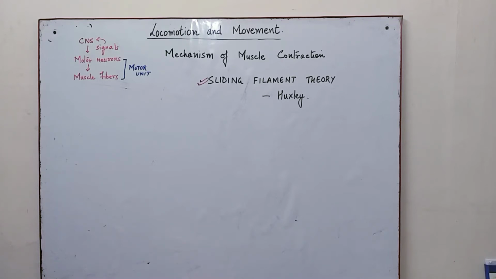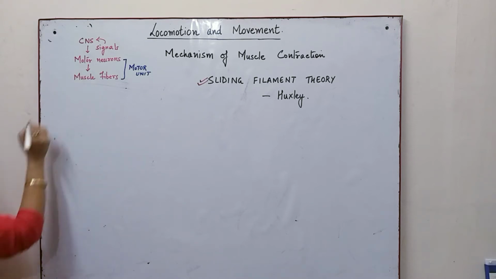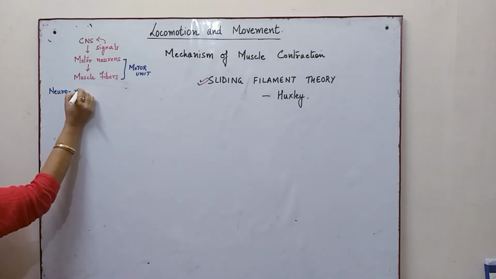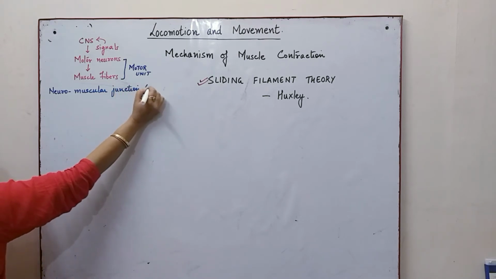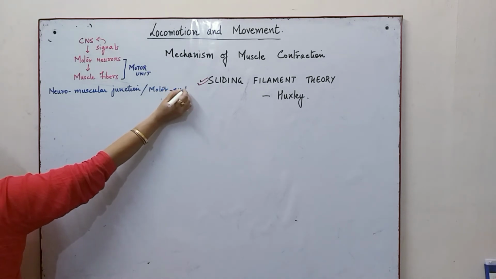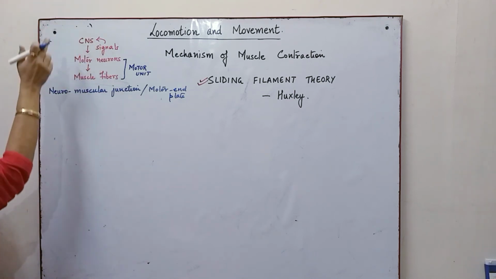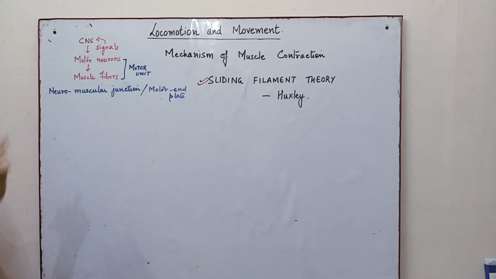And the junction, that means the place where the motor neuron and the sarcolemma, the outermost membrane of the muscle fiber, join, is known as the neuromuscular junction, or we also call it the motor end plate. Now, what is happening over here? The signals received by the CNS pass information to the motor neurons, and the motor neurons are connected with the muscle fibers through the neuromuscular junction.